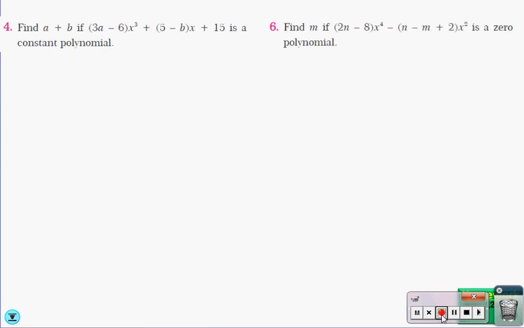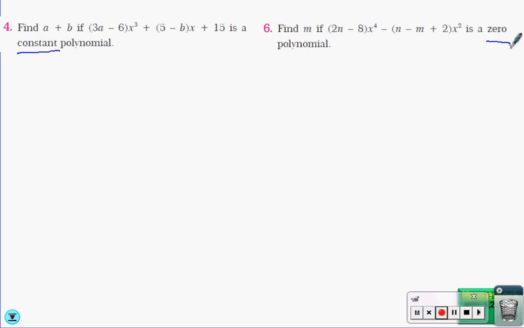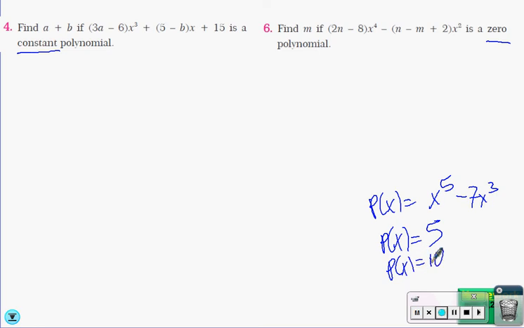Okay. So here we have two important things, which are constant polynomial and zero polynomial. Constant polynomial means that when I write a polynomial, normally there would be x to the power of 5 minus 7x to the power of 3, something like that. Constant polynomial means that there is no x, it is just equal to a number like 5, or just equal to a number like 10. We don't have any more x things over there.